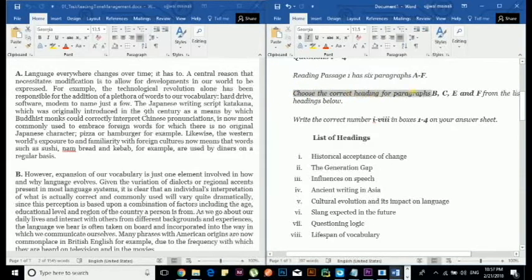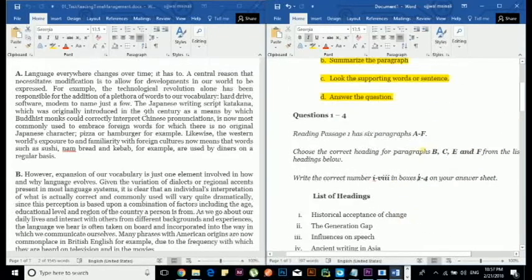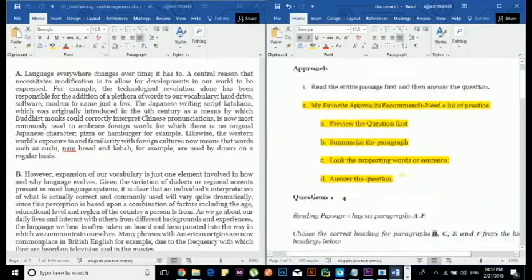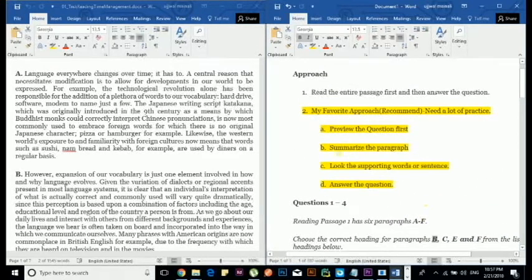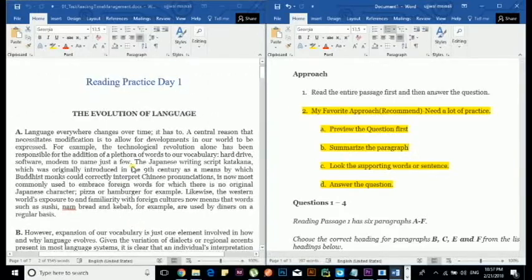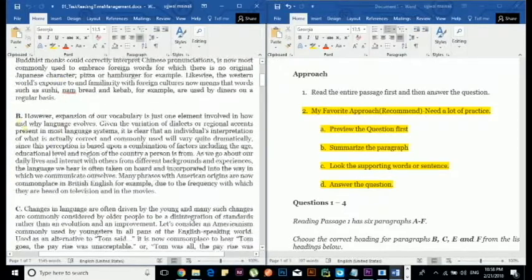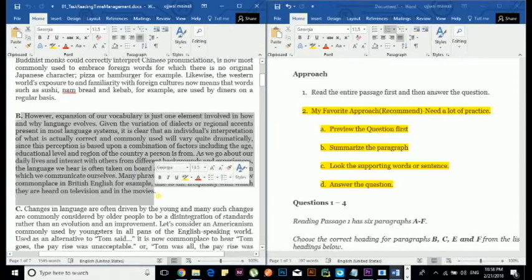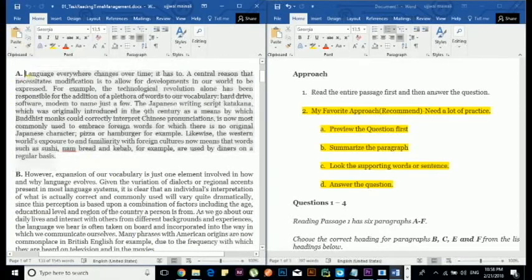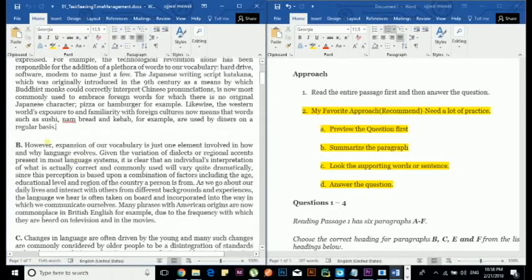So let's read this. Choose the correct heading for paragraph B, C, E, and F from the list. So let's read paragraph B. The first thing is to preview the questions, which we already did, and let's summarize the paragraph. "However," okay, here a contradictory word is introduced. So there's a possible chance that something has already been told in the first paragraph, and the second paragraph is contradicting the statements presented in the first paragraph.